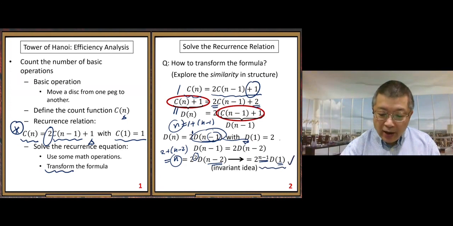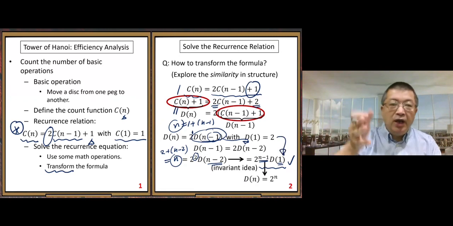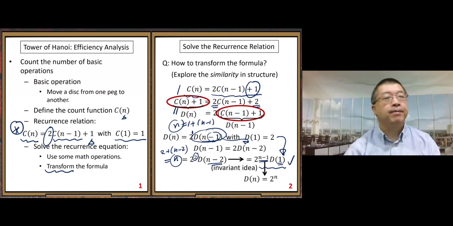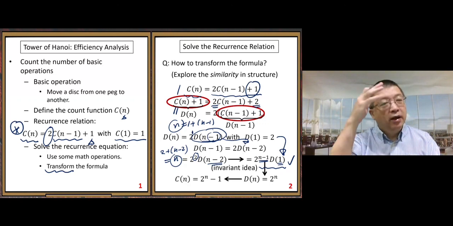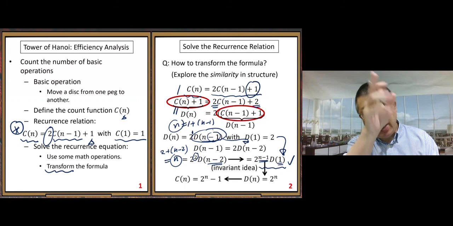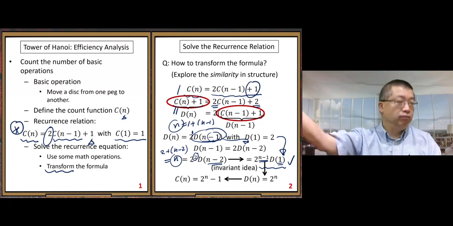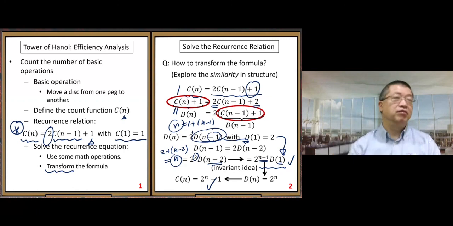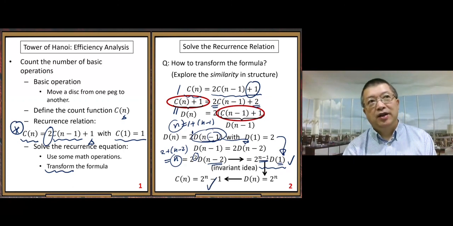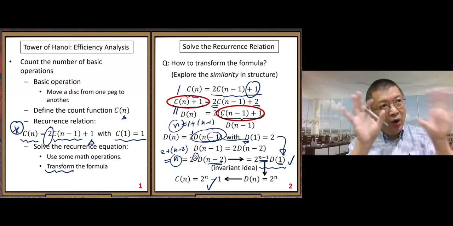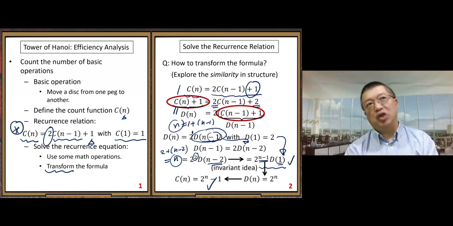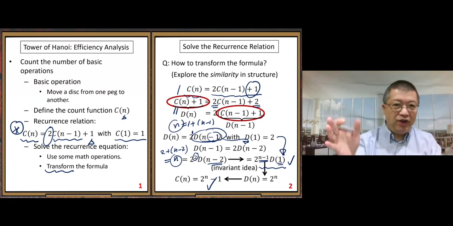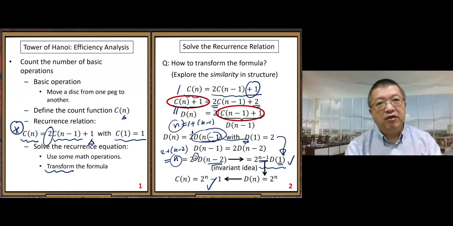Then D of 1 equals 2, so we multiply by 2, and we get D of n equals 2 to the n. Then when we go back to C of n, we get C of n equals 2 to the n minus 1. So that is the solution. We solve it. Look at the whole solution and the thinking procedure in our solution. All right, so we finish all 3 videos of part A.